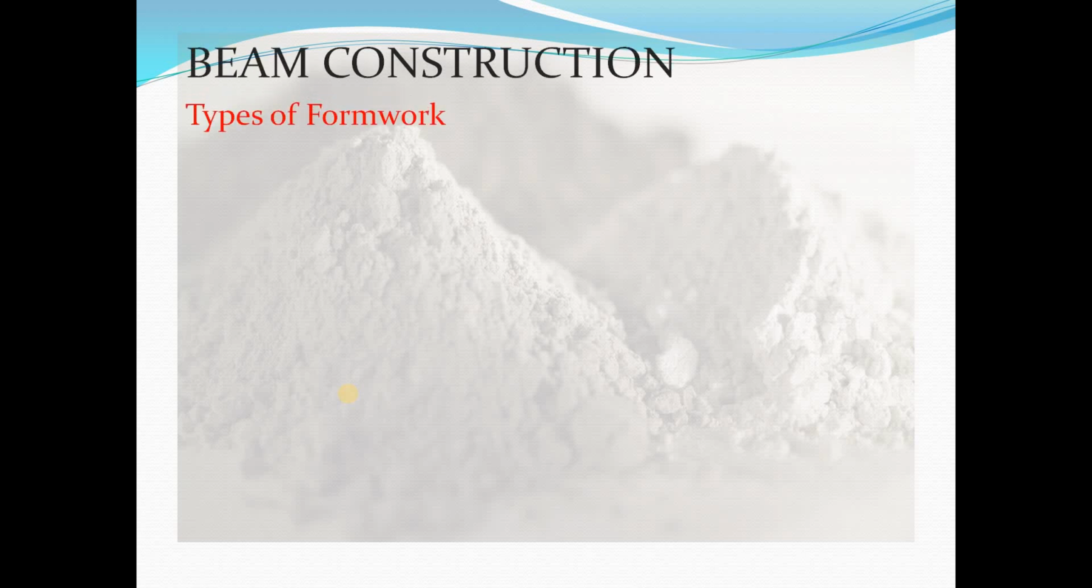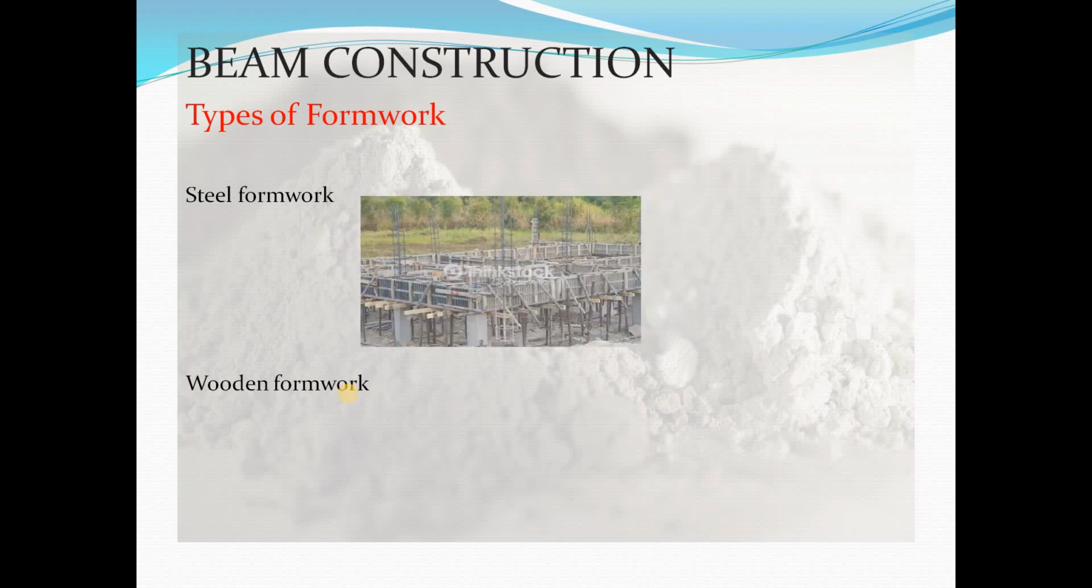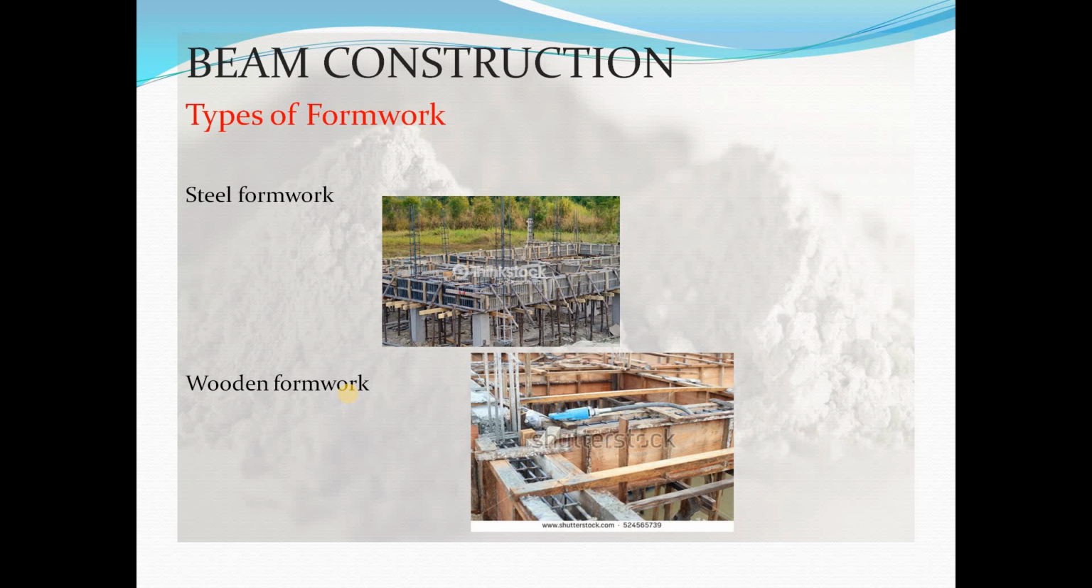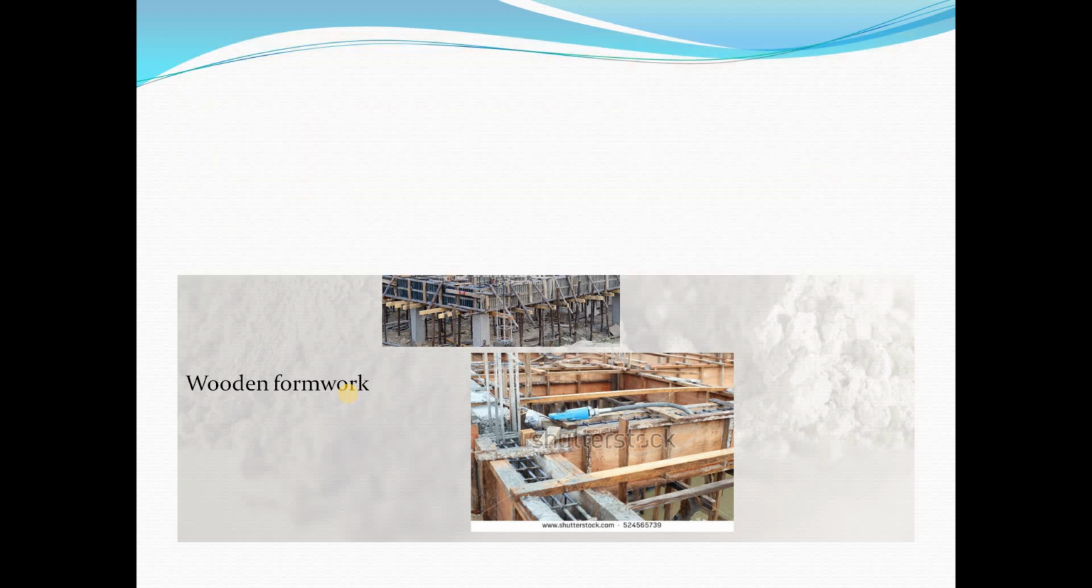The construction of beam. Types of formwork. There are usually two types of formwork: steel formwork and wooden formwork. Wooden formwork can be used only once, whereas steel formwork can be used multiple times unless it is no longer able to be used. We can use wooden formwork only once because of bulking and spalling.